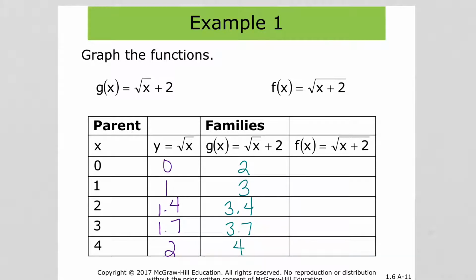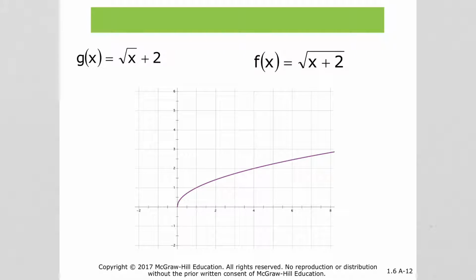So I'm going to take that over here, and we're going to plot those points. So we have 0, 2, 1, 3, and I'm going to stick to the nice pretty numbers if I can, and 4, 4. I think that'll suffice. And so we've got something that looks like this. You can see all these points have just moved up 2 places.